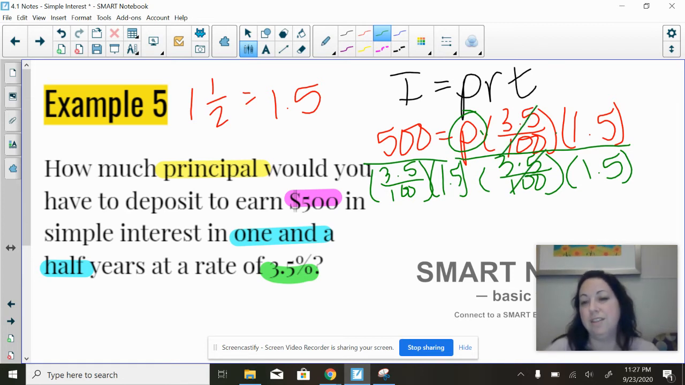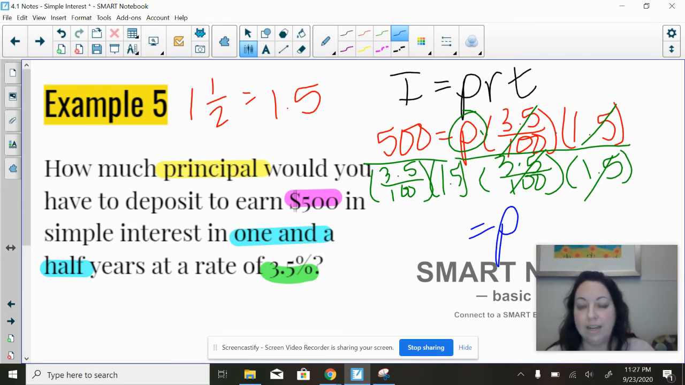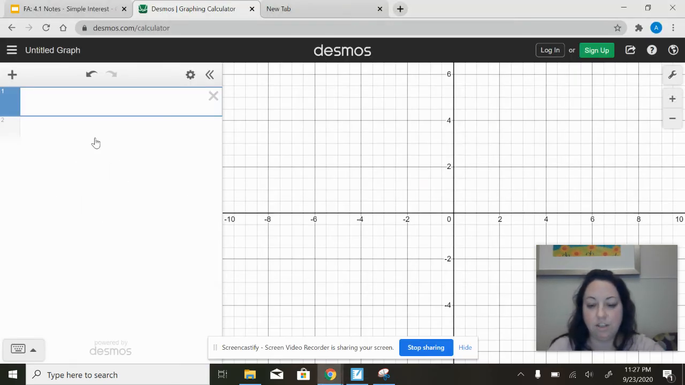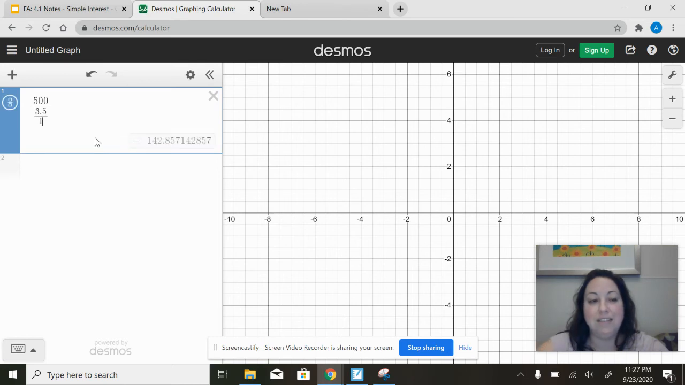So my rate cancels out and my time cancels out so that I only have the principal left here. And I'm going to put the P right there. That's all that's left on the right-hand side. But I'm going to go over to Desmos and I'm actually going to type in this ugly looking fraction right now. And that ugly looking fraction looks like 500 divided by 3.5%. So I'm putting that over 100 times that time value of 1.5.